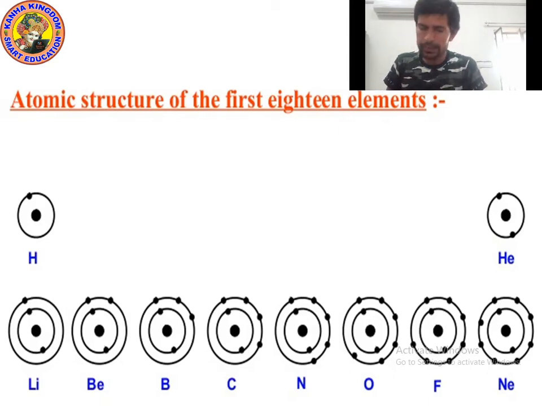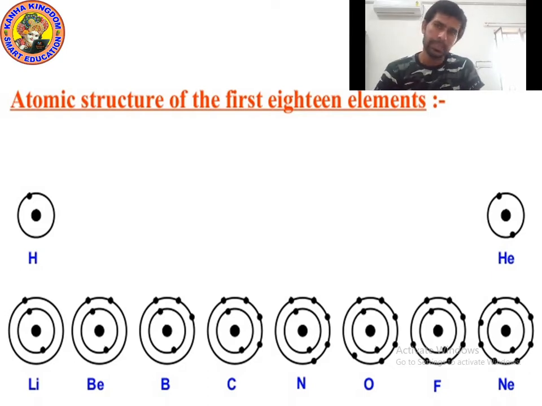So we had been studying the atomic structure of the first 18 elements. The question is, how can we arrange the electrons in the K shell, L shell, M shell and N shell?